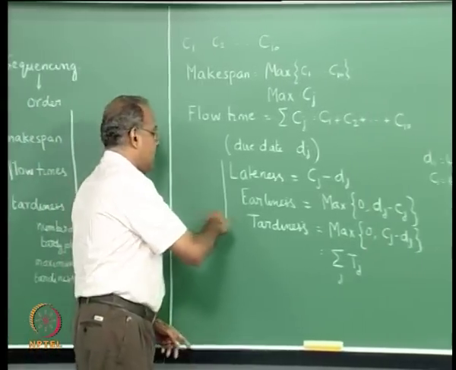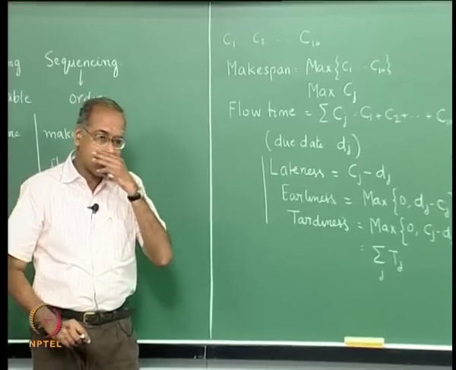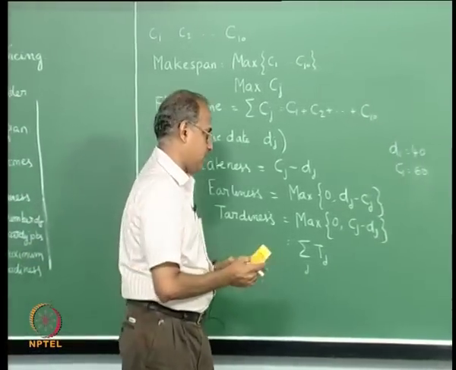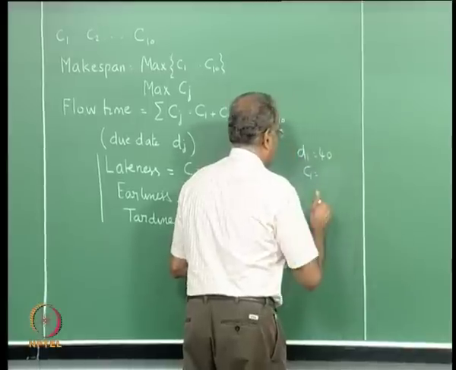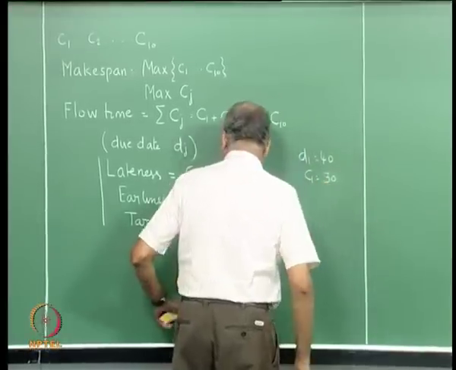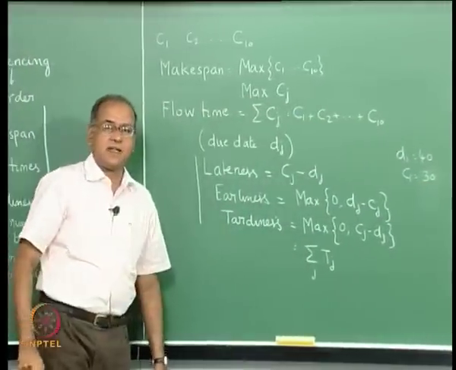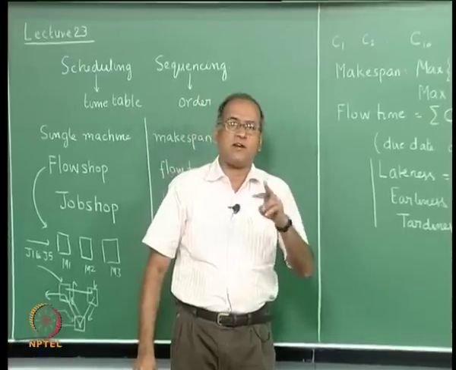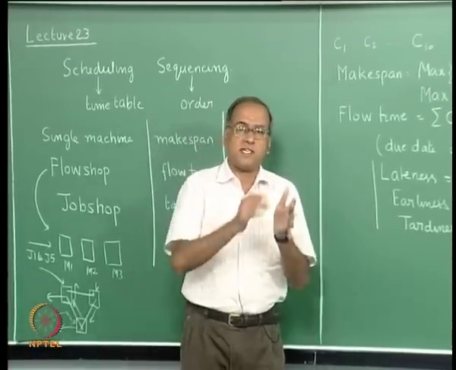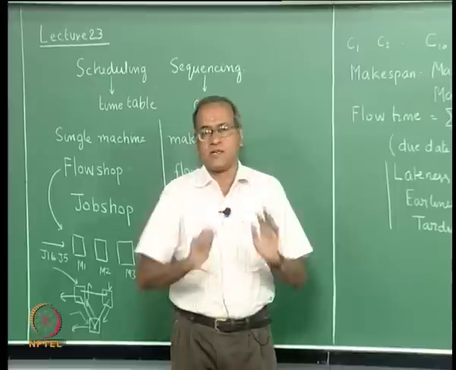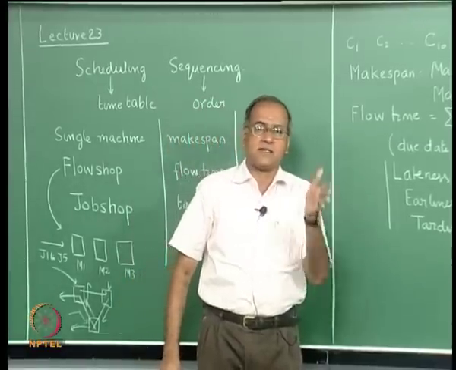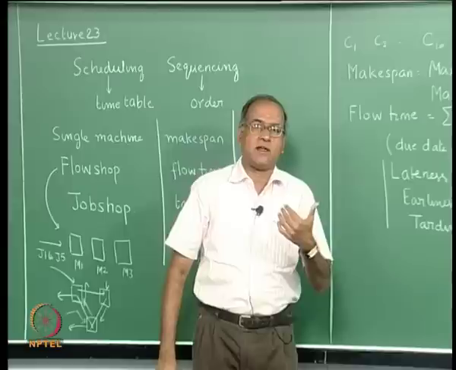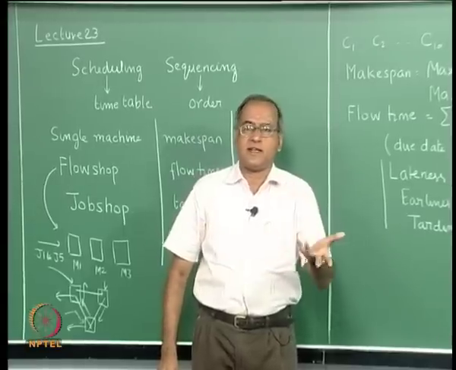Now, let us look at earliness. Earliness is a situation where the job is completed ahead of the schedule. So, due date may be 40, completion time may be 30, so earliness is 10. When the job is completed early, we can do either of these 2 things. One is to dispatch this job immediately to the customer or to the next stage in the system, so that it can help scheduling in the next stage.